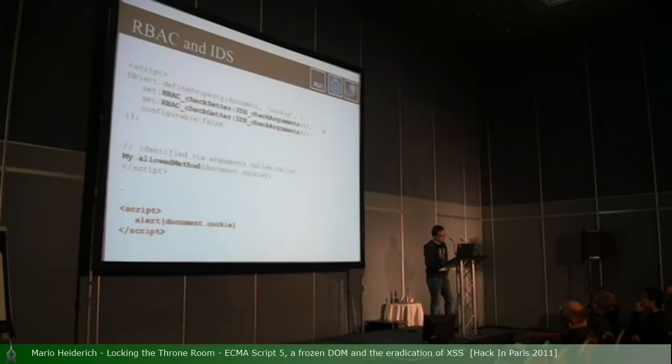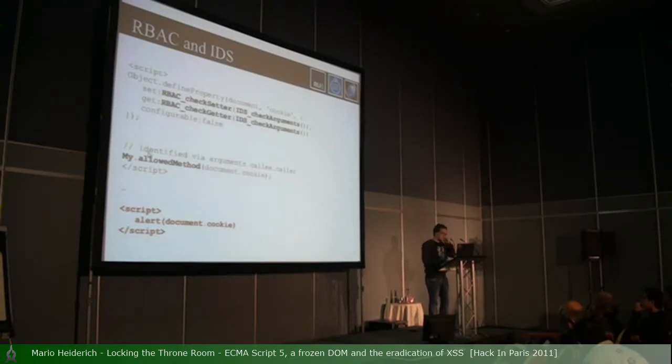Okay, we're back. And we see that in case there is a setter access on document cookie, we call the role-based access control system to check the setter if it's allowed, if it's authorized to actually perform this operation. Then we call the IDS function, which is checking the arguments. If something suspicious is there, an overlong string, some stuff indicating XSS. And we do the same, of course, for the getter, and we then seal it with configurable false.